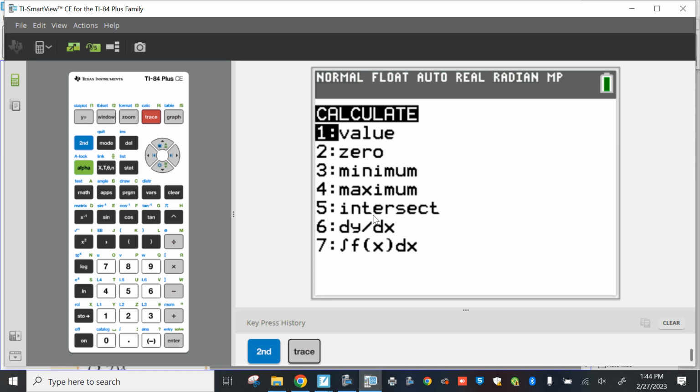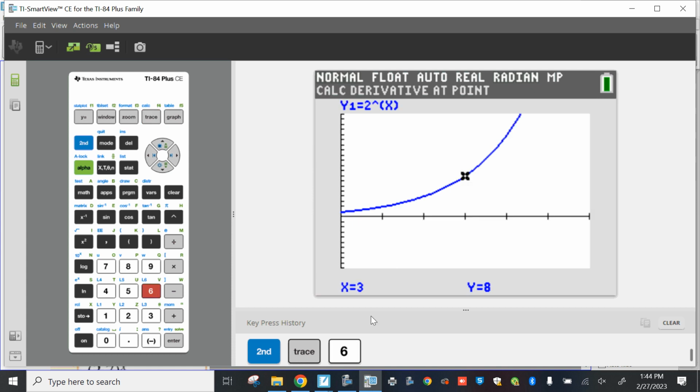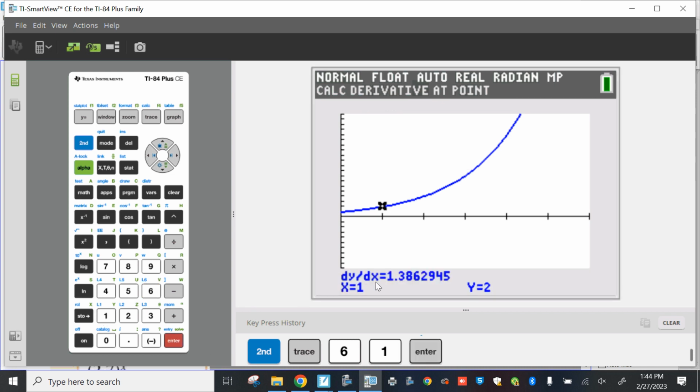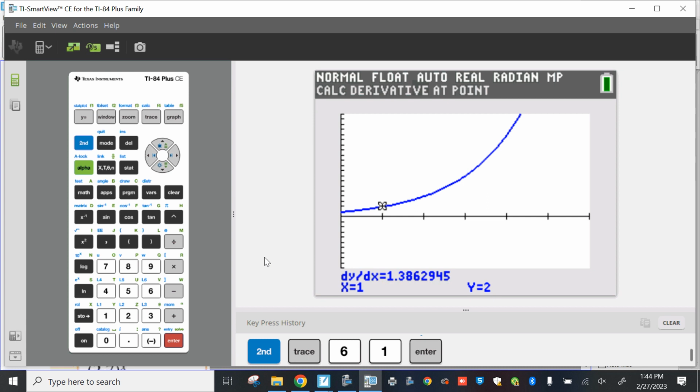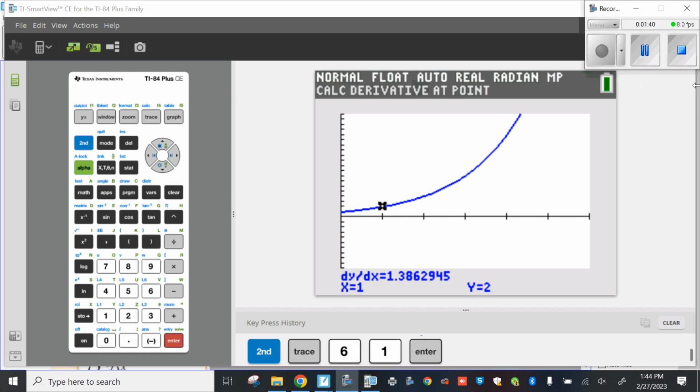You're going to notice number 6 here is the derivative of y with respect to x. We have to tell it the input value that we're going to be using, so we're going to use 1 and hit enter. It gives you both: down here is the output for our original function, and up here is the output for the derivative at that value. That's how you can use your calculator to very quickly fill in any of those values along the way in that table.